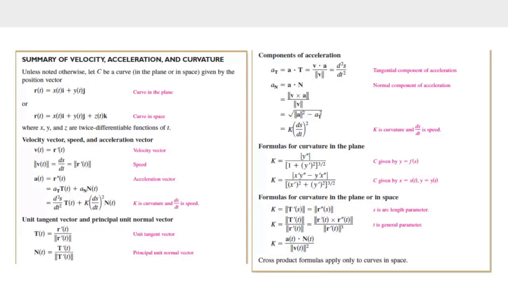And we have a summary. So curves in the plane, they don't have a z component. Curves in space, they do have a z component. Velocity is the first derivative. Speed is the magnitude of velocity. Acceleration is the second derivative of position.